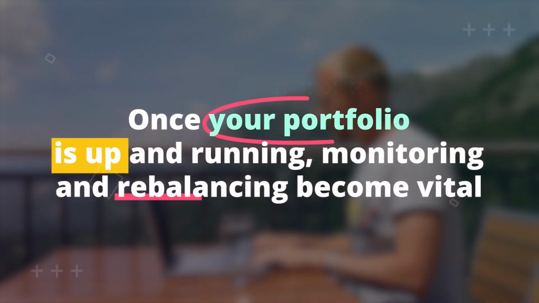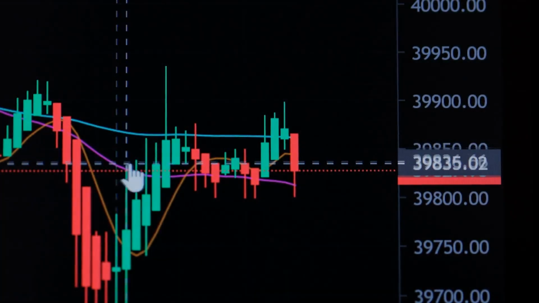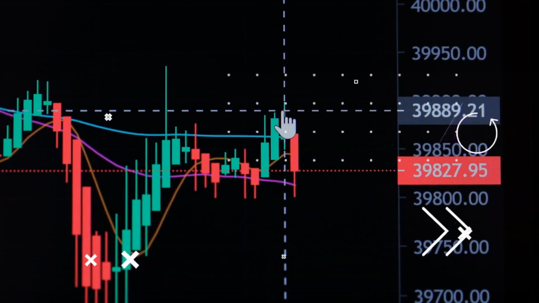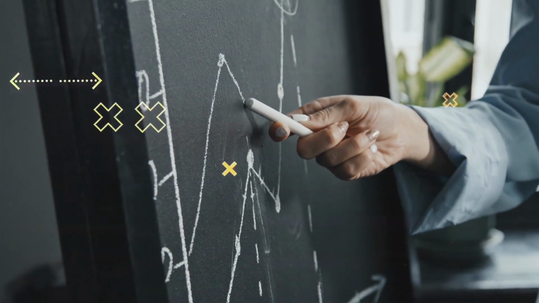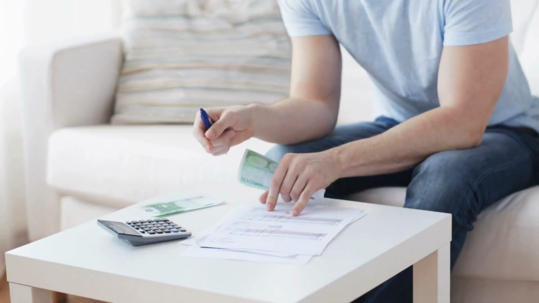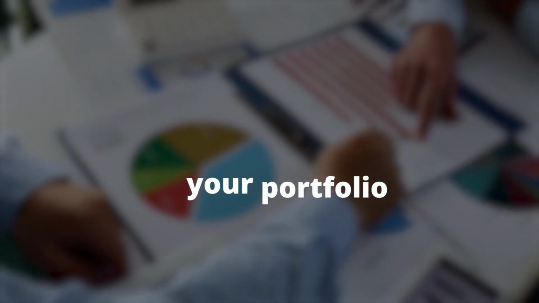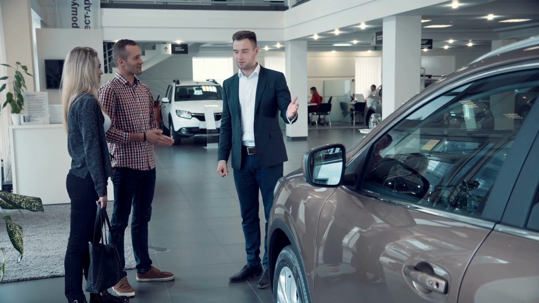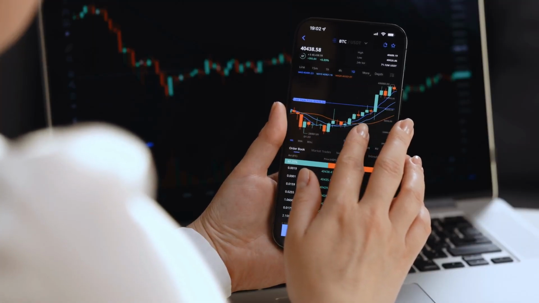Once your portfolio is up and running, monitoring and rebalancing become vital. The cryptocurrency market is not static, and neither should your portfolio be. Keep track of how your investments are performing and don't be afraid to make adjustments. Rebalancing involves readjusting the weightings of your portfolio by buying or selling assets periodically. This is crucial to maintaining the desired level of risk and return.